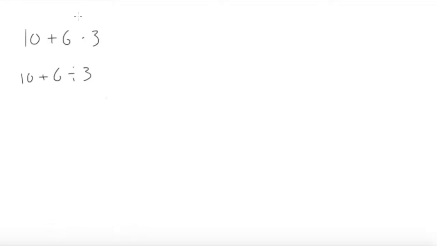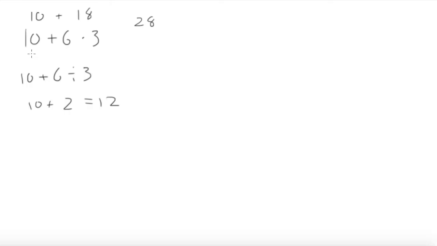So in this case, it'd be 18 and 10, right, which is going to be 28, because you're going to do the multiplication first. And in this case, it'd be 6 divided by 3 is 2 plus 10, and that's going to equal 12, okay? All right, so that is a key rule to remember. Always multiply and divide before you do addition or subtraction, okay?